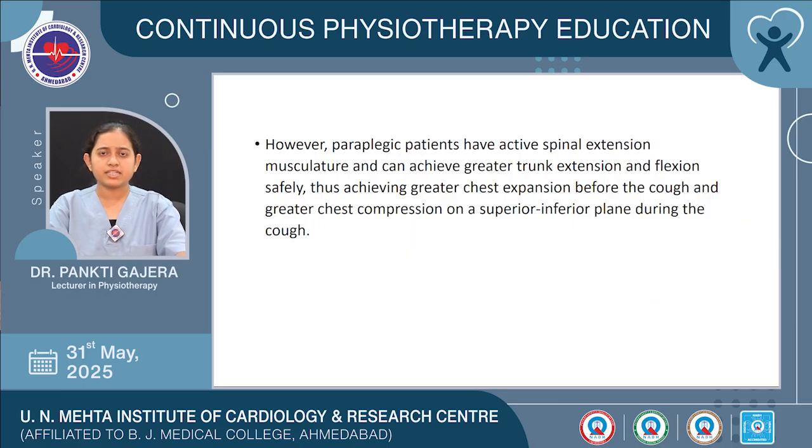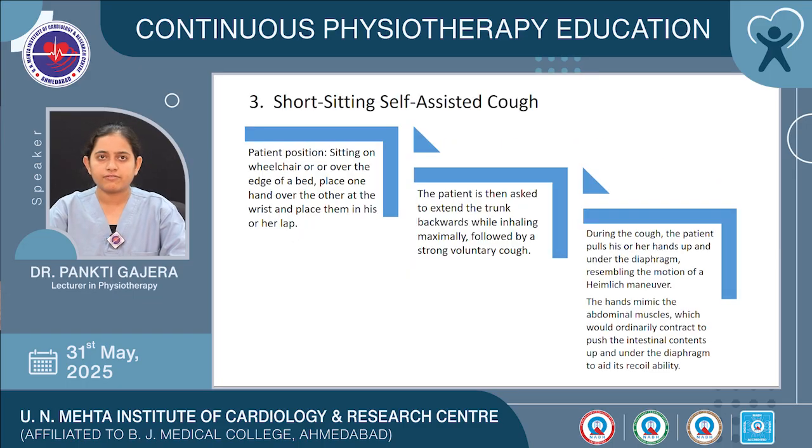However, paraplegic patients have active spinal extension musculature and can achieve greater trunk extension and flexion safely, thus achieving greater chest expansion before the cough and greater chest compression on a superior inferior plane during the cough. So, the third technique is short sitting self-assisted cough.